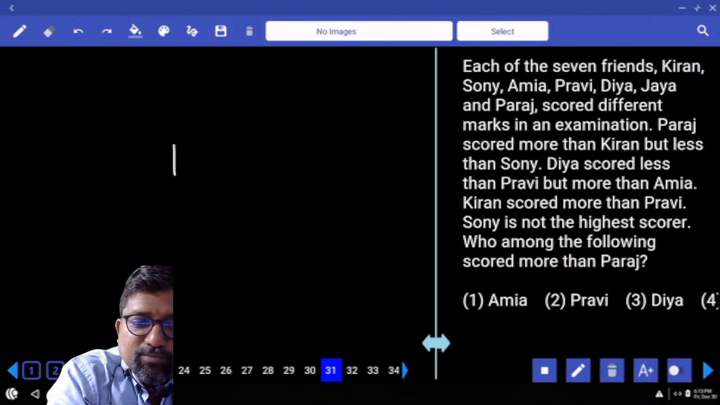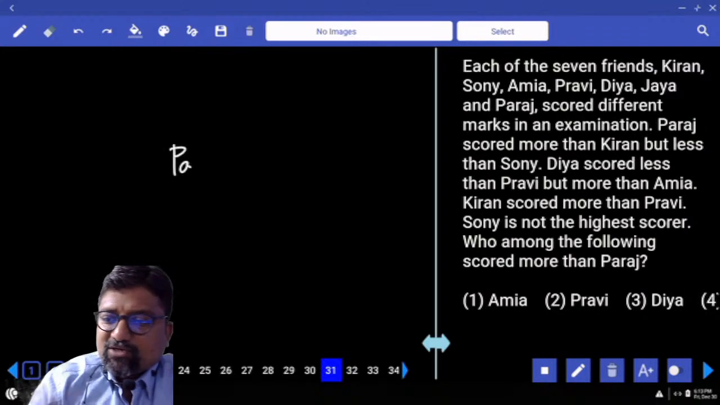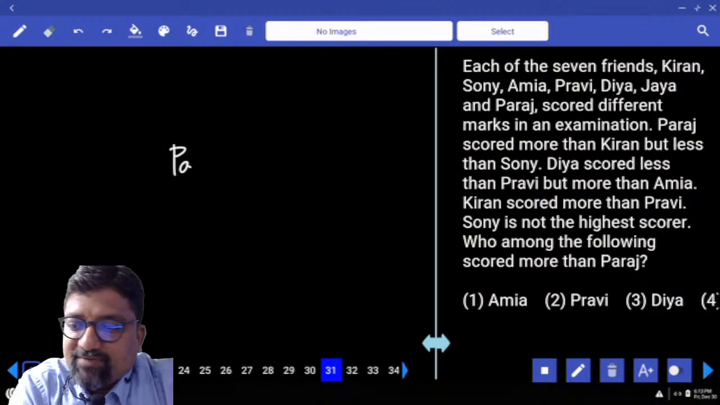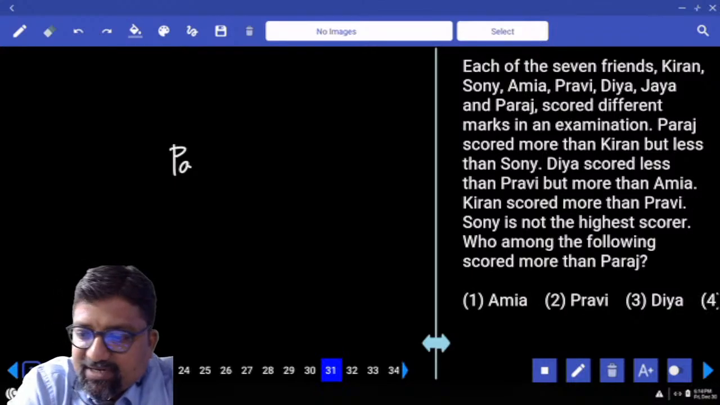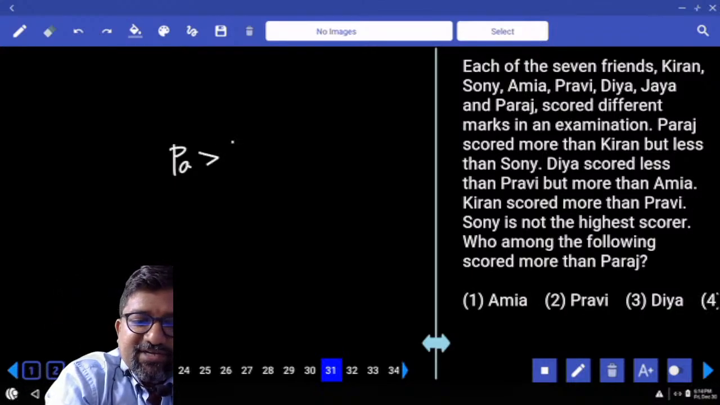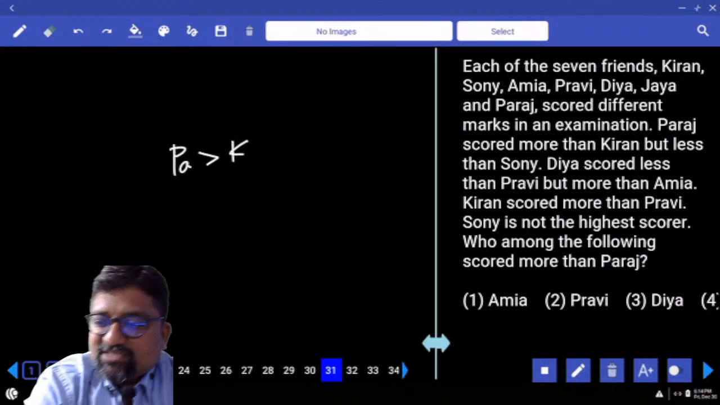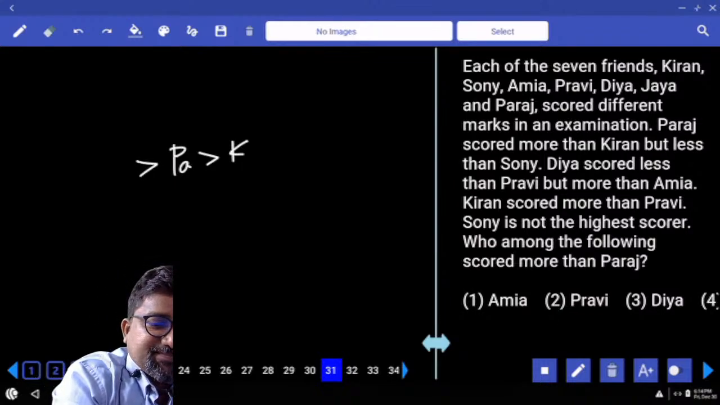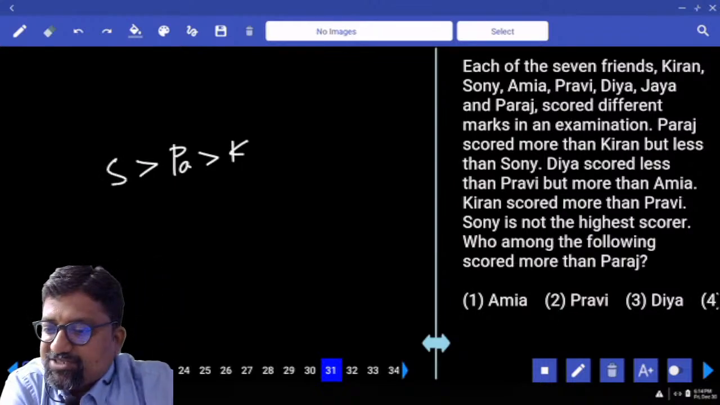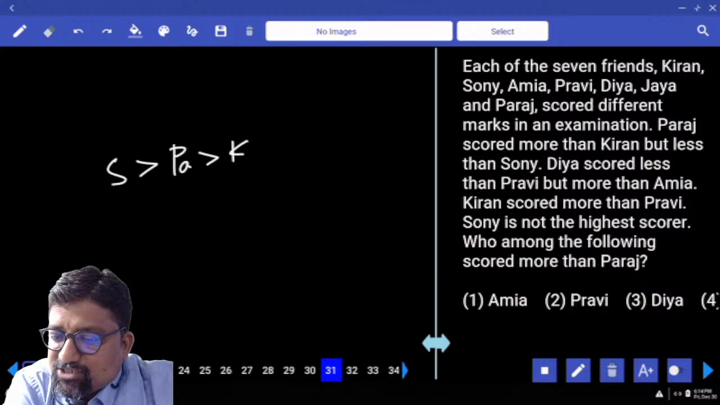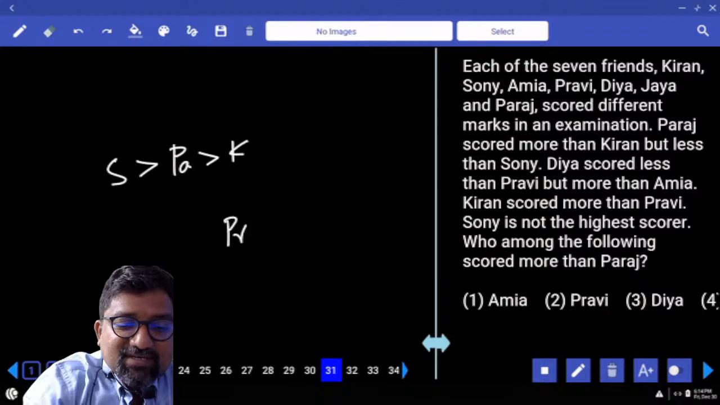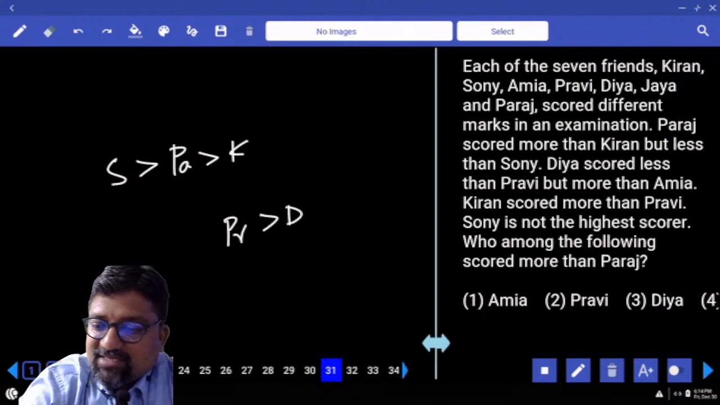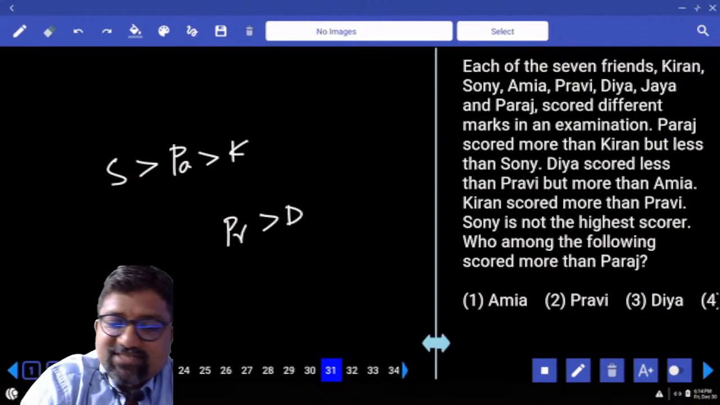Paraj scored more marks than Kiran. There are 2 names starting with P. One is Paraj and the other one is Pravi. For Paraj I will go for PA, for Pravi I will go for PR. Paraj scored more marks than Kiran but less marks than Soni. You are talking about Paraj. Next, Diya scored less marks than Pravi. This is about Pravi. Diya scored less marks than Pravi but more marks than Amya.